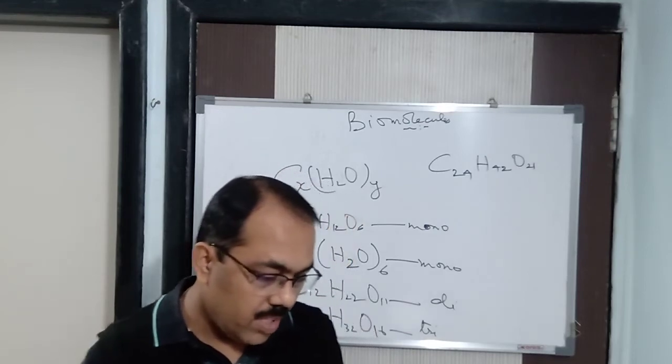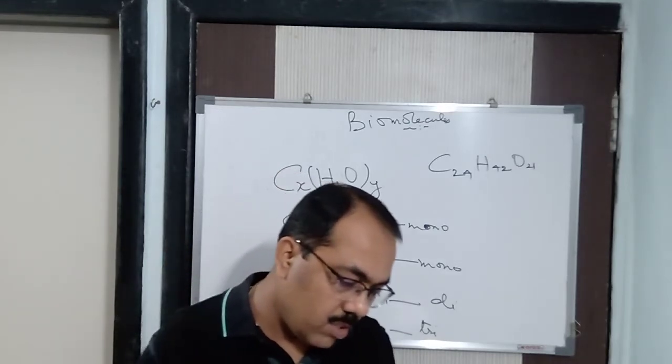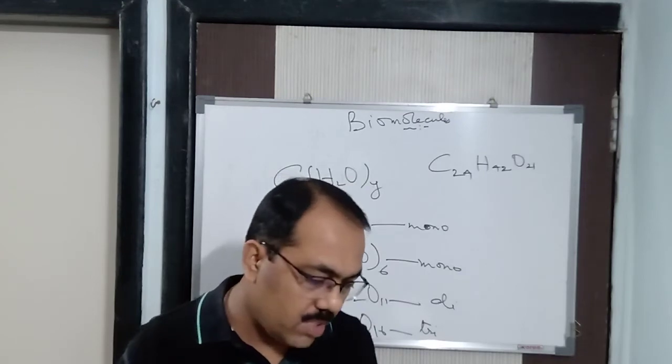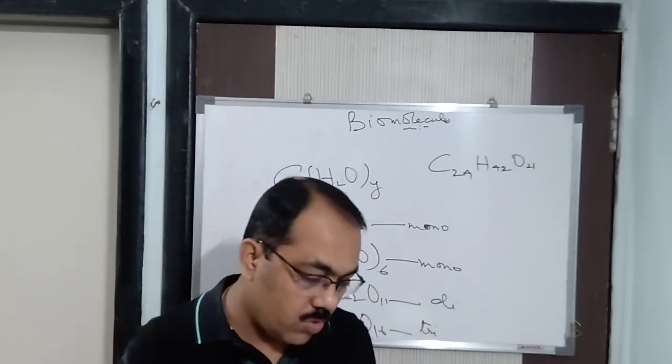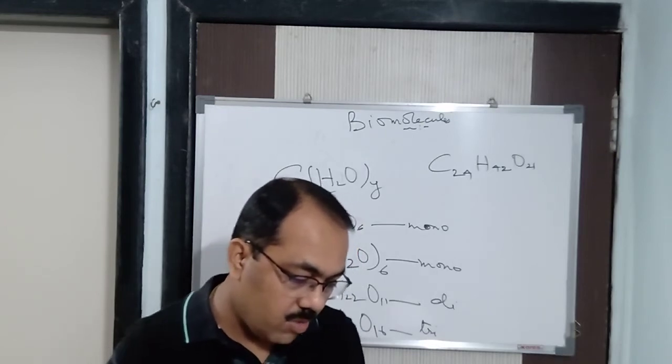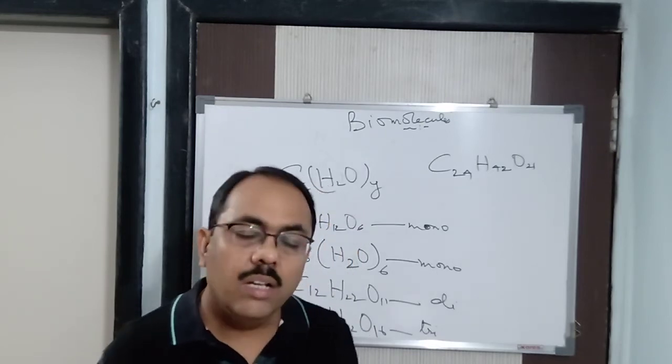Got it? Clear? Now, non-sweet sugars are the polysaccharides: starch, cellulose, glycogen. They come under non-sugar or non-sweet sugar. Clear? That is starch, cellulose, etc. And some common examples are of non-sugar.